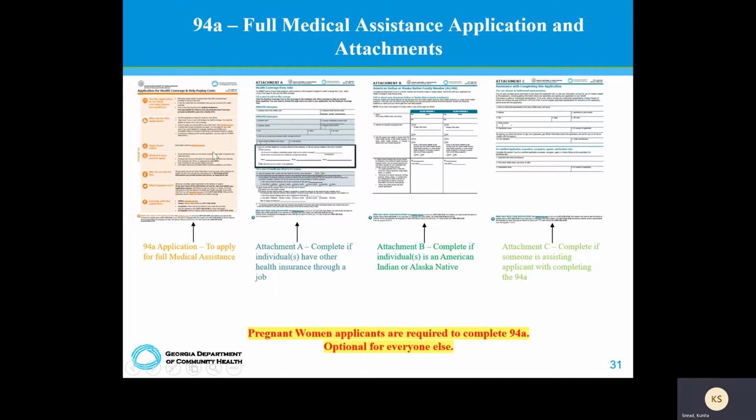Again, the 94A is required for pregnant women, but it is optional for all the other 8 categories. This is your 94A full Medicaid application.